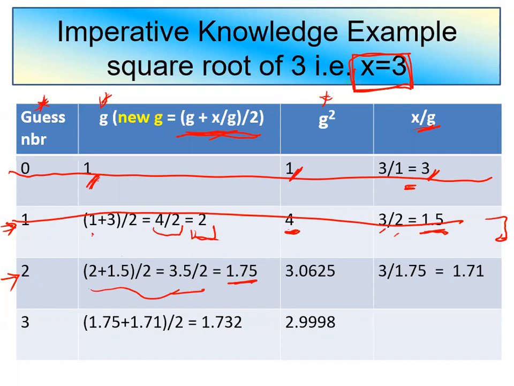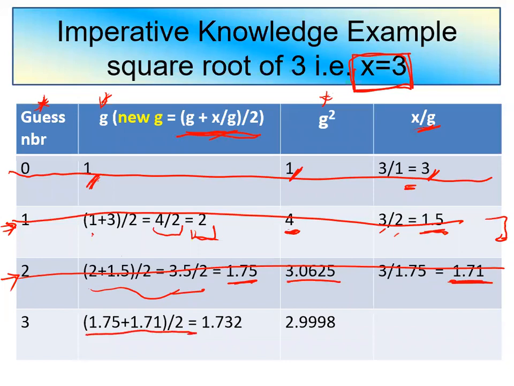When we square our new guess, we get the value 3.0625. We can do a little bit better than that. So we say, no, this isn't good enough. It isn't within the degree of accuracy that we want. So we proceed to find a better guess. Again, we compute our X divided by G. We get this value, 1.71. So we've now completed this step. So we're going back again, starting again. This is our new guess.